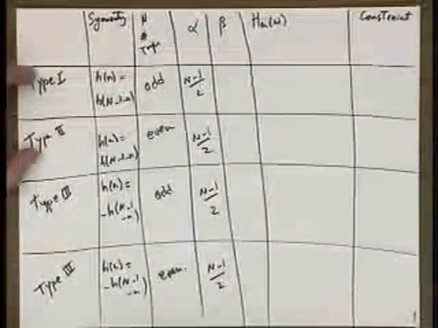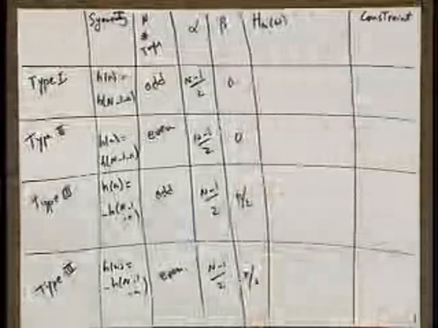And beta, for these two, is equal to 0 or pi, it doesn't matter. And for these two, it's equal to pi over 2. So 0, 0, pi over 2, pi over 2. So far you've seen everything before, but what I didn't get a chance to talk about last time is this expression for H sub m of omega. Remember, what is H sub m of omega?